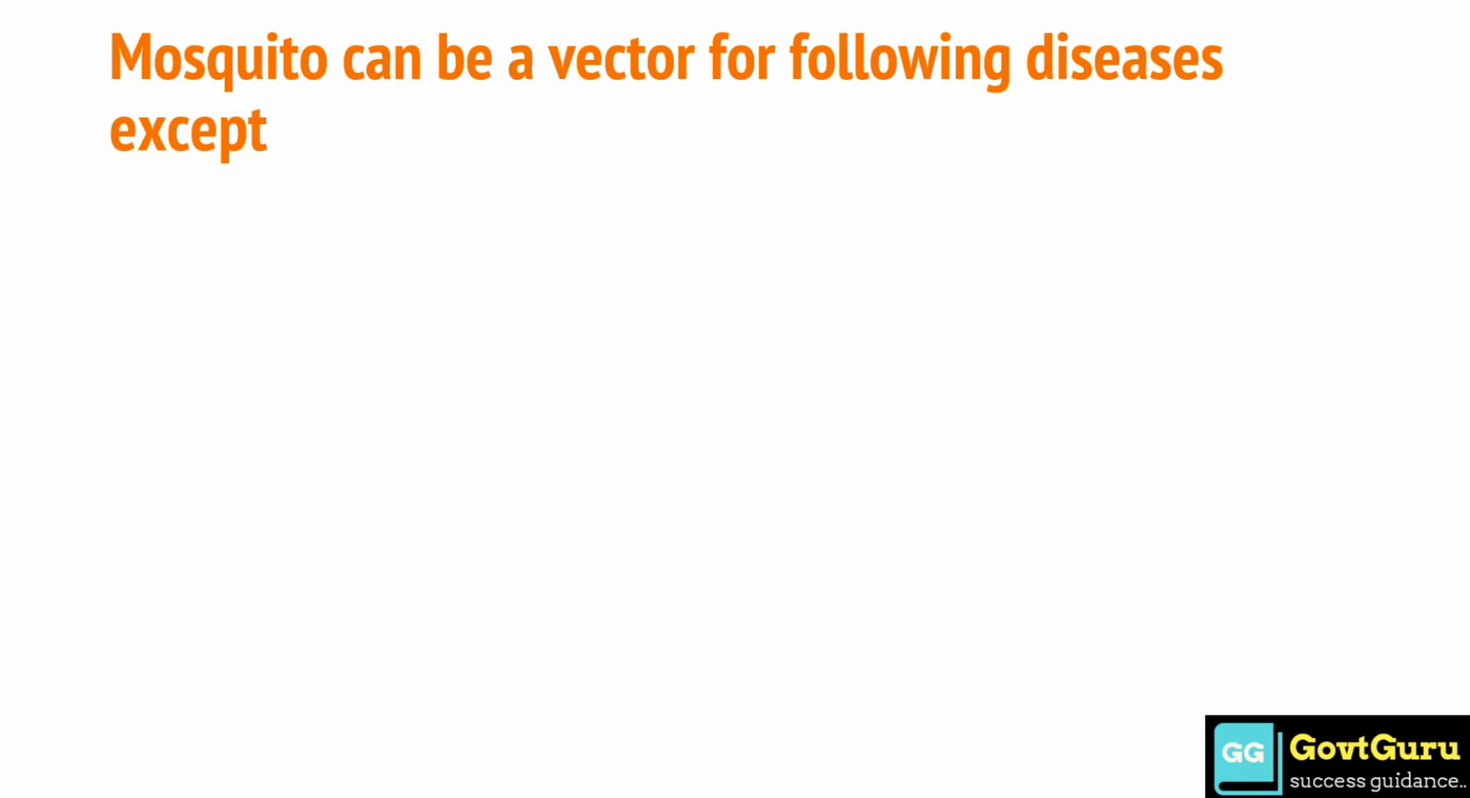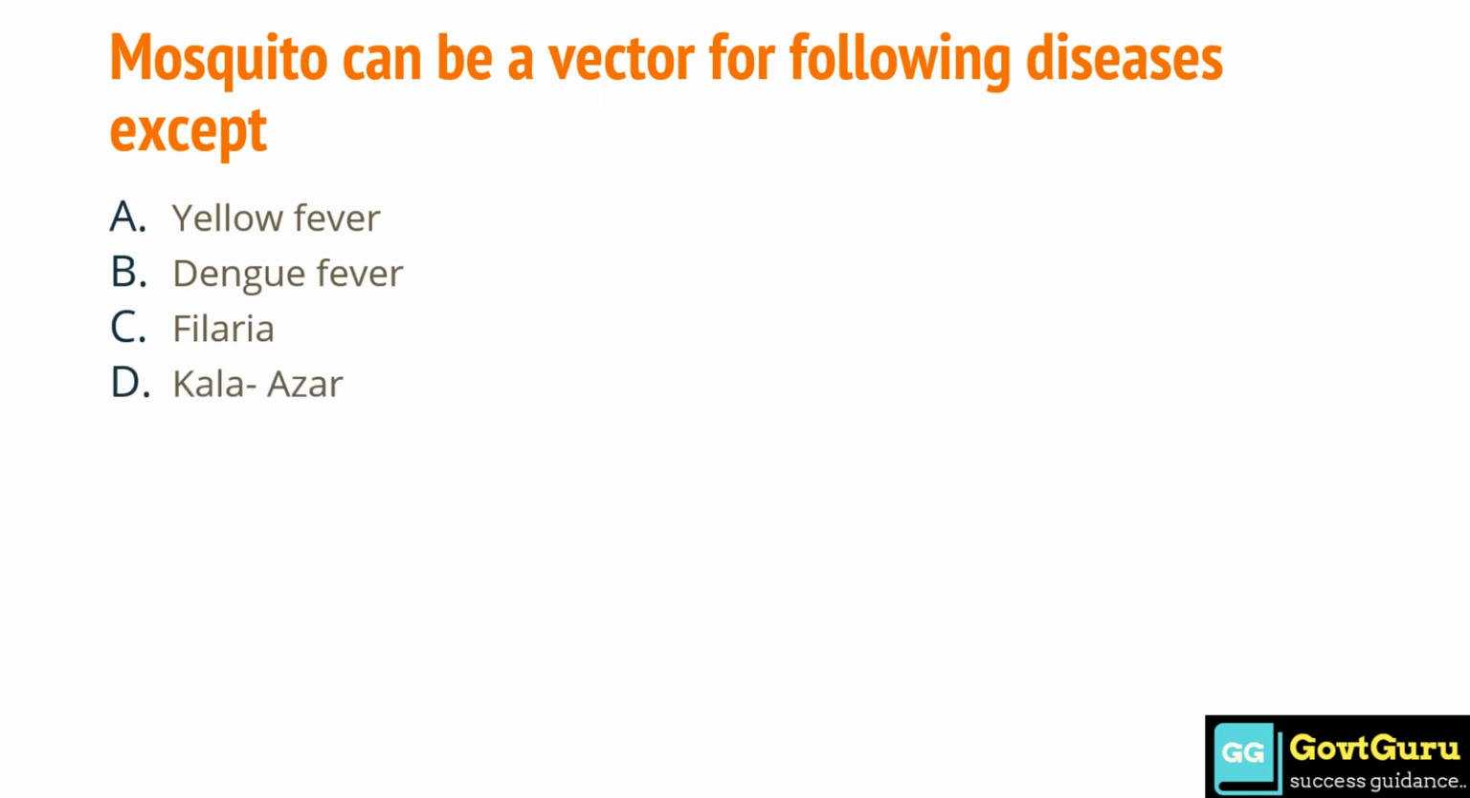Mosquito can be a vector for the following diseases except? Option A, yellow fever. Option B, dengue fever. Option C, filaria. Option D, kala azar. So the correct answer is option D, that is kala azar. So mosquito can be a vector for the diseases like yellow fever, dengue and filaria, but not kala azar.